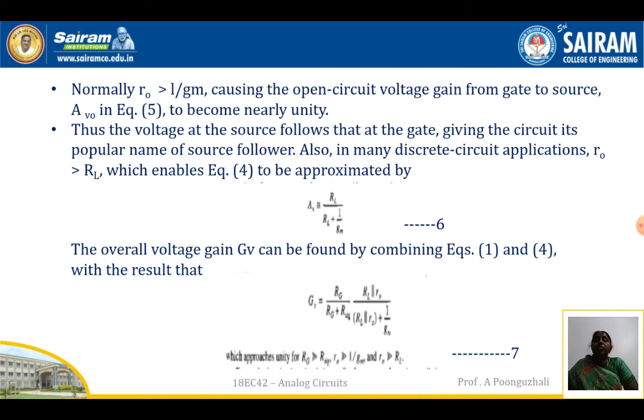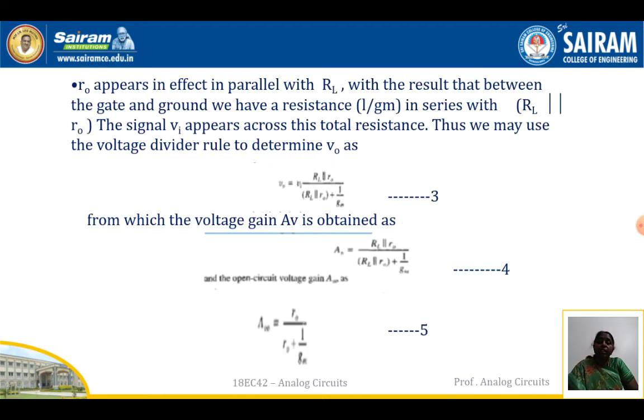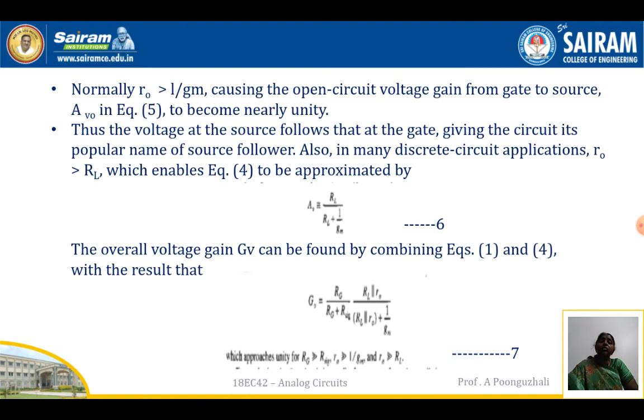Normally we know that the output resistance R0 is much greater than 1 by Gm. In this case, the open circuit voltage gain from gate to source, AV0 in equation 5, becomes nearly unity. When R0 is greater than 1 by Gm, the 1 by Gm is negligible, R0 by R0 is 1. That means the open circuit voltage gain is unity. So the voltage at the source follows the voltage at the gate, giving the circuit the name source follower. The output voltage is equivalent to the input voltage.